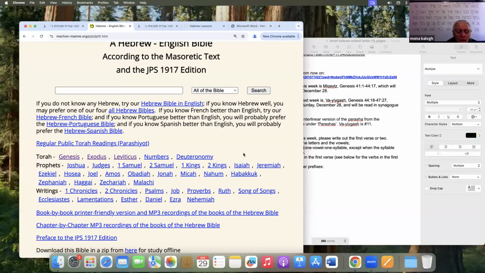I teach only Torah, these 5 books. So I'm only going to be teaching in these books. But then you have the prophets, a whole bunch of them. And you have the writings, which includes the Psalms. But please try and go into the Hebrew English Bible so you can study the Hebrew as well.